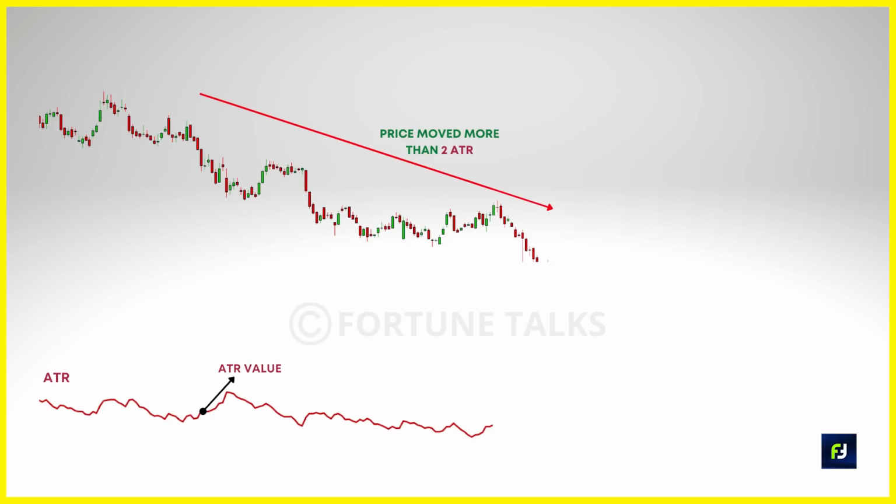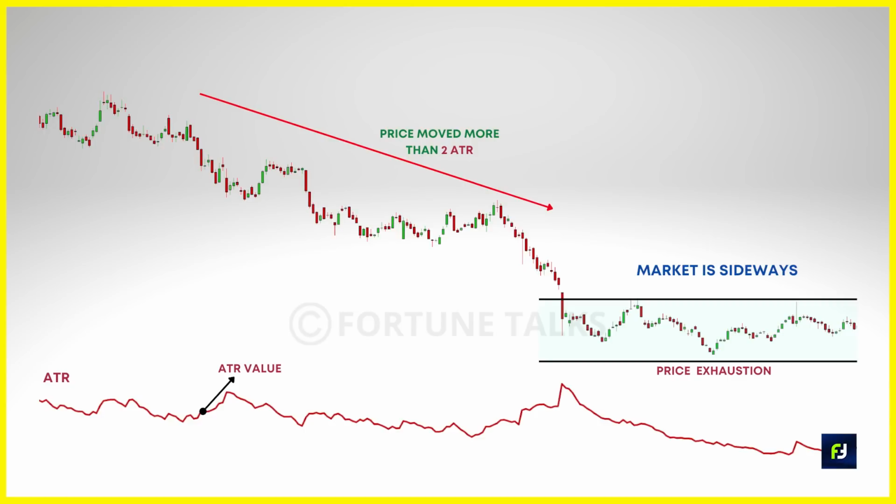So if the weekly time frame has about 300 points on its weekly ATR, and the market has already declined more than 500 points lower, I'm not asking you to go long suddenly in the anticipation of a bullish reversal, because the market could even stay in a range for a while. But think of this as a signal to alert you that this market has already moved more than 500 points in comparison to its weekly ATR value, which was only about 300 points.